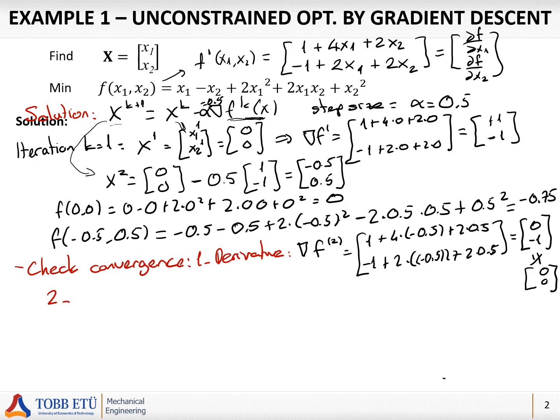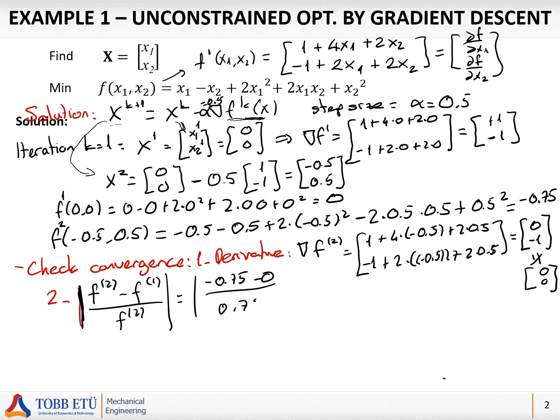The second option is the convergence of function values. So simply we will have an error check. F2 minus F1 divided by F2, for instance. So this is F1, this is F2. If you write these down, minus 0.75 minus 0 divided by minus 0.75, the result becomes 1. So this is greater than a certain threshold. We set usually like 0. Let's say a multiplication of 100 as well. So this will be like 100%.